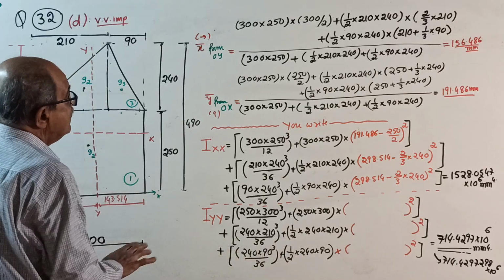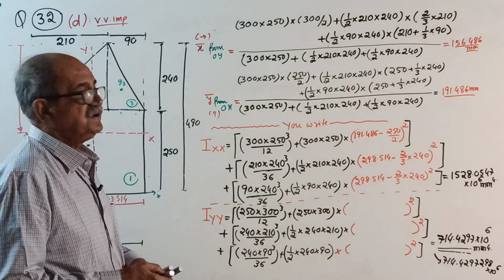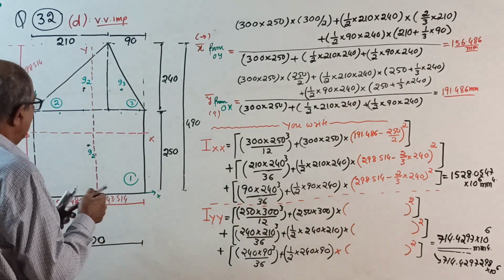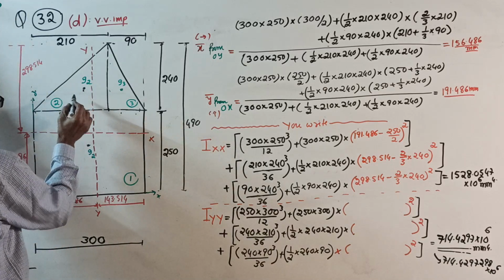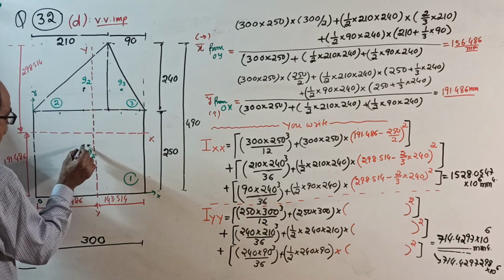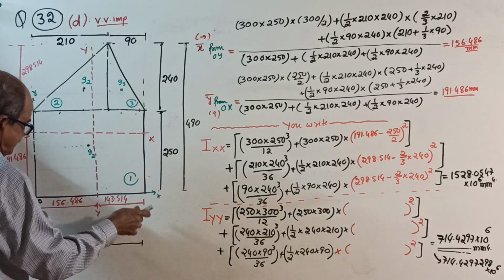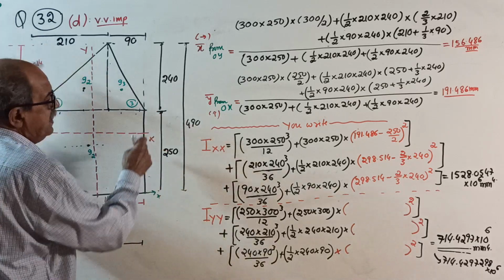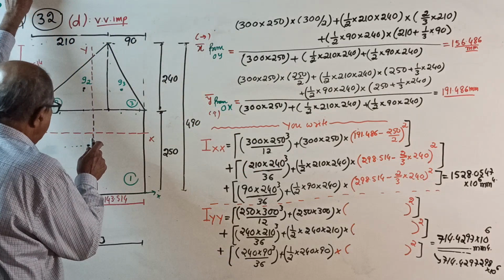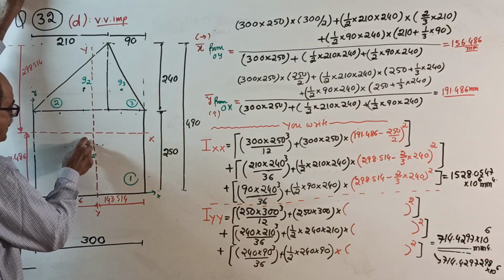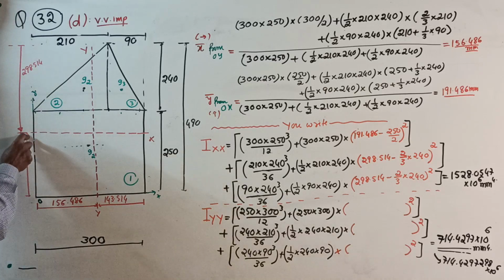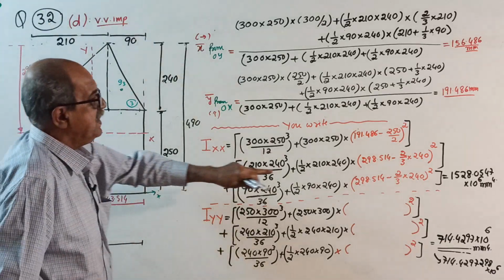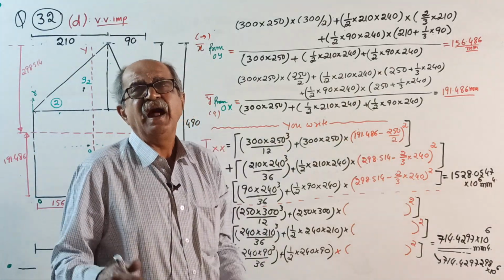Now clear. Now start. Moment of inertia. I about XX first. I about XX. Very simple. See, once again, first axis pass into centroid parallel to x-axis, this axis. 300 into 250 cube by 12 plus area into this distance square is 191.486. From that, subtract half of 250 whole square. This is explained 100 times now.